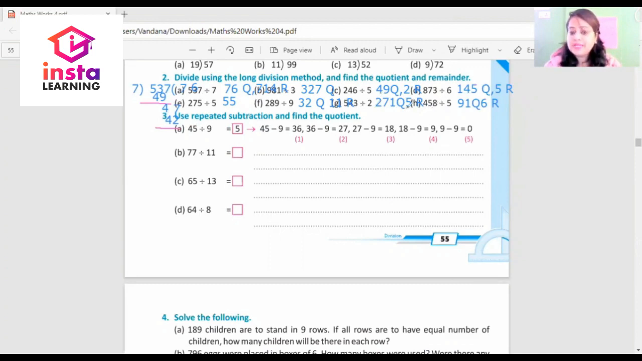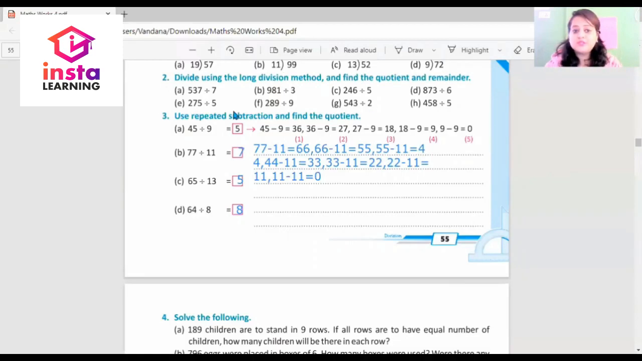458 is your H question. 458 divided by 5, you will get the answer 91 and 6 as remainder. Just check your answer with me. Okay. Now, use repeated subtraction and find the quotient.